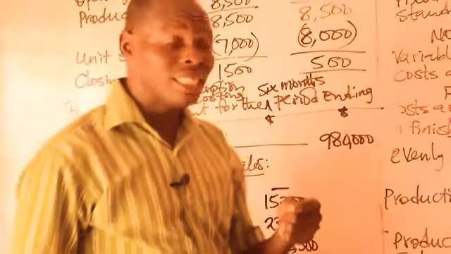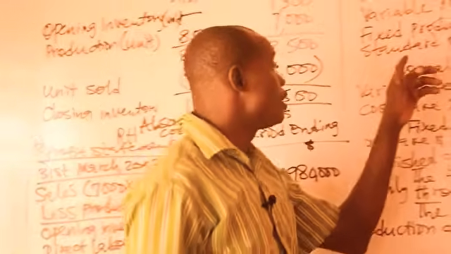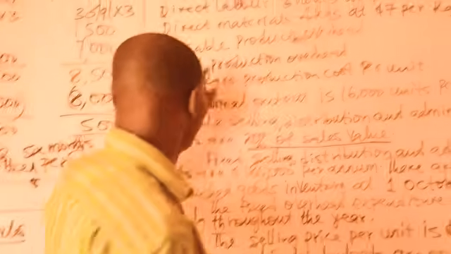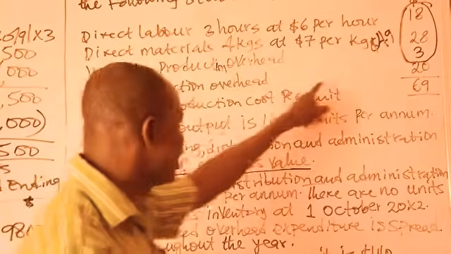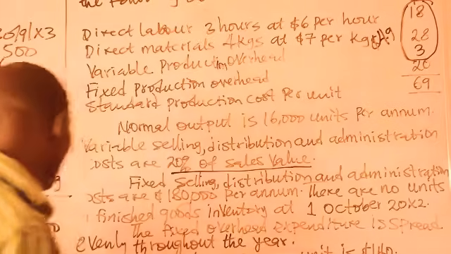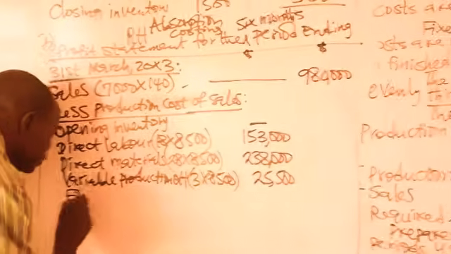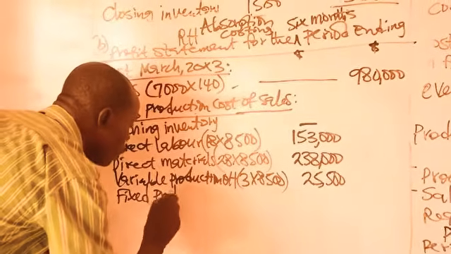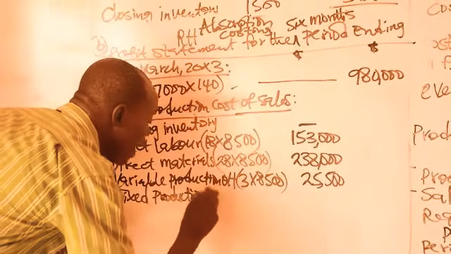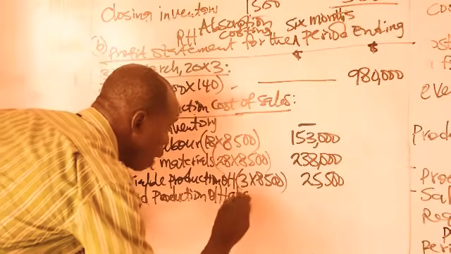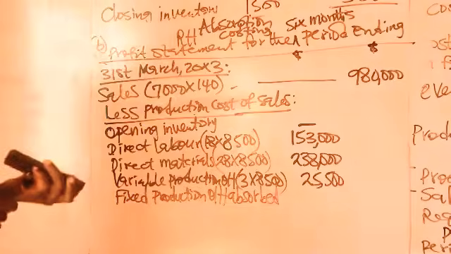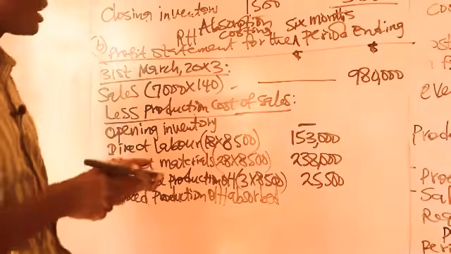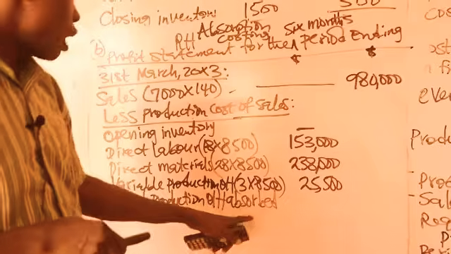That is why I said you value your inventory as the total production cost of sales per unit. Your fixed production overheads is $20. So if you look at the format I gave you, I said fixed production overheads absorbed. It is the one absorbed you need here.